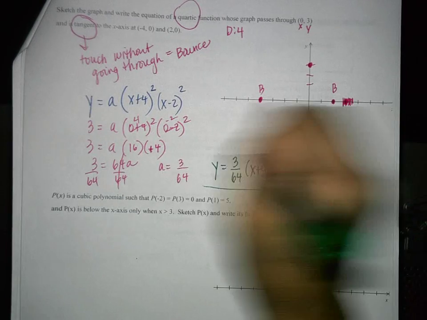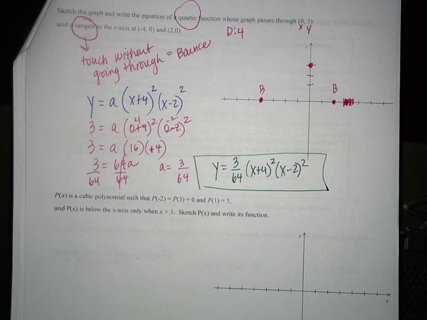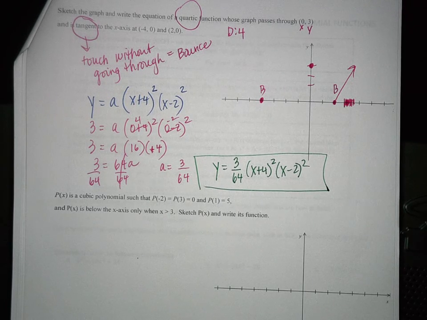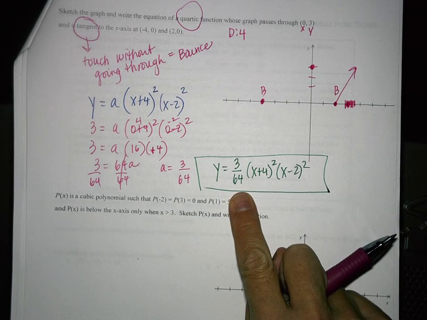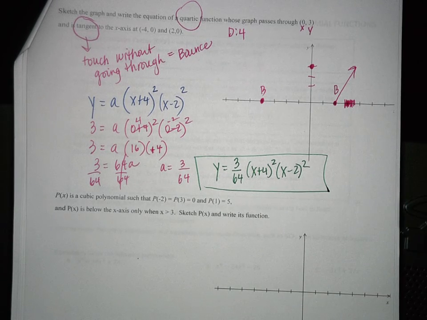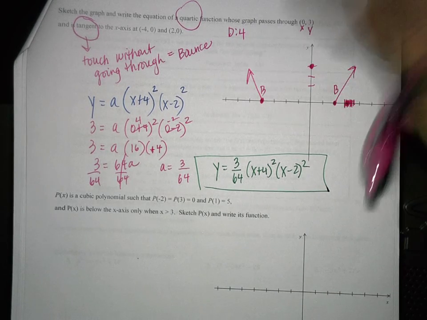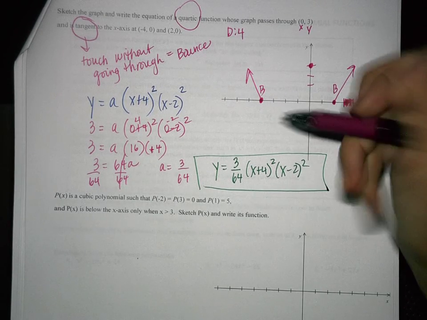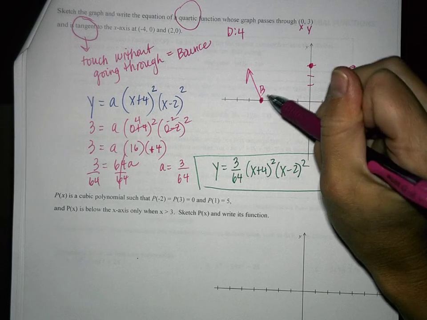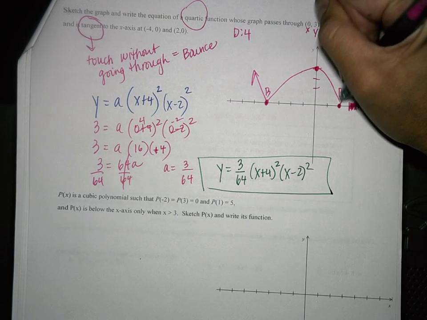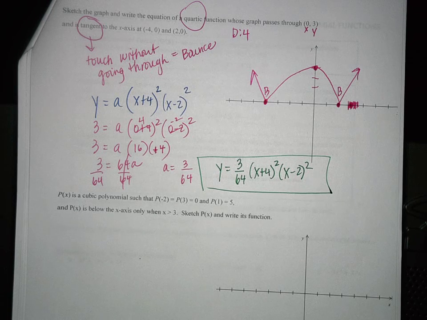Now we need a graph. What should be my right end behavior? Positive infinity. Why? Leading coefficient's positive. Good. What should my left end behavior be? Why? The degree is even. So both of them are going in the same direction. Okay, this is the bounce. So that means it's touching here and it's bouncing up. It's going to go through that y-intercept there. Comes back down, and does it bounce again? Yes. So it worked out correctly.